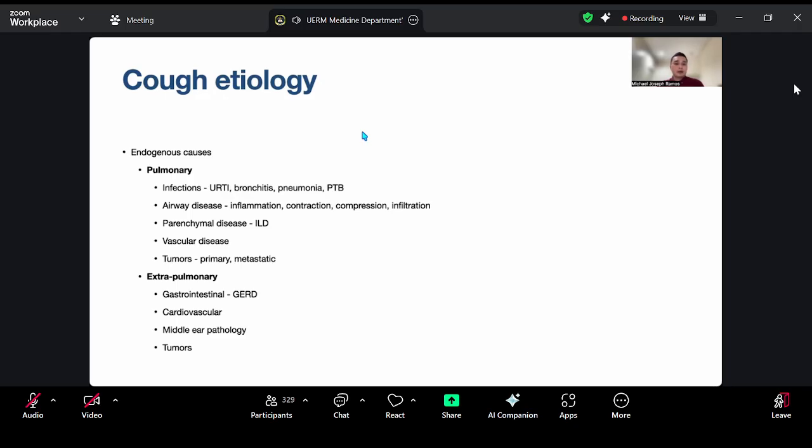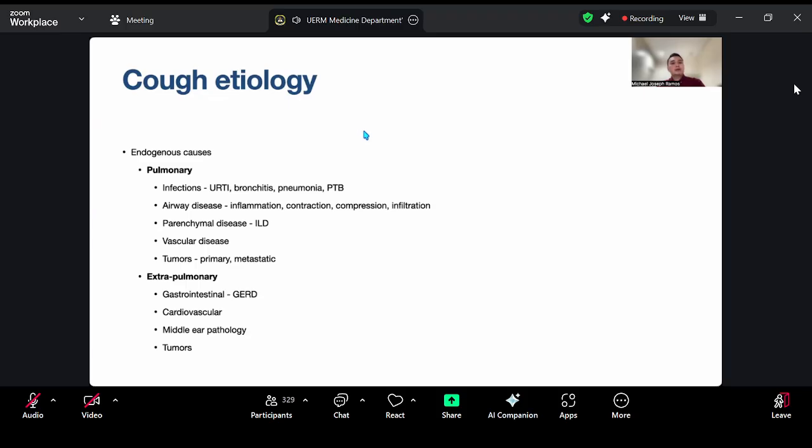Other causes are found inherently in our body and can generally be divided into pulmonary and extrapulmonary causes. The pulmonary causes would include any type of infection in the airways, whether viral, bacterial, or fungal, any type of disease that causes inflammation, contraction, compression, or infiltration of the airways, parenchymal diseases such as pulmonary fibrosis or interstitial lung diseases, vascular problems such as pulmonary embolism or vasculitis, and tumors, whether primary lung malignancy or metastatic lung disease.